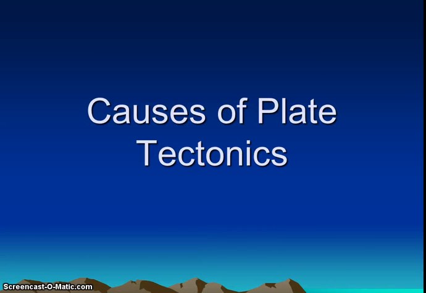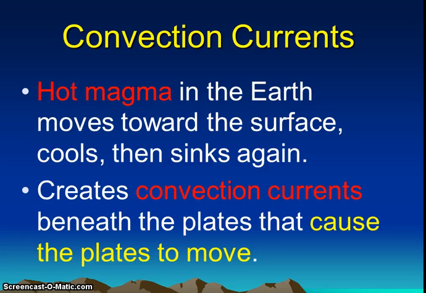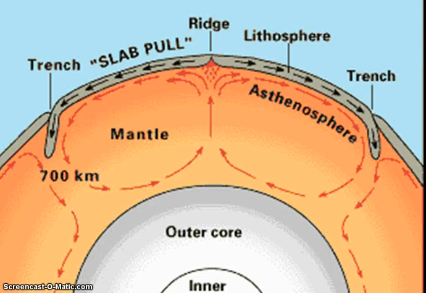What causes plate tectonics? Convection currents, which are formed when hot magma in the Earth moves toward the surface, cools, and then sinks again. These convection currents beneath the plates cause the plates to move. This illustration shows how the convection currents in the mantle and the asthenosphere move, causing the plates to move away from each other, which creates the divergent boundary, which adds to seafloor spreading.